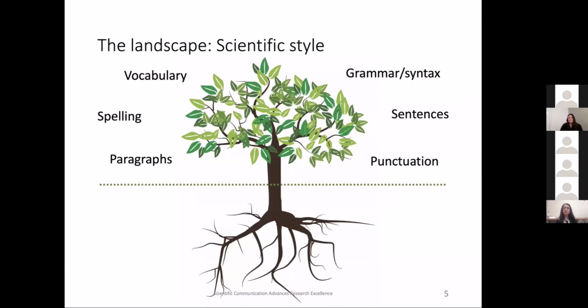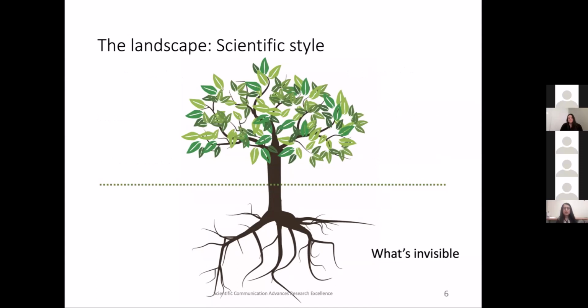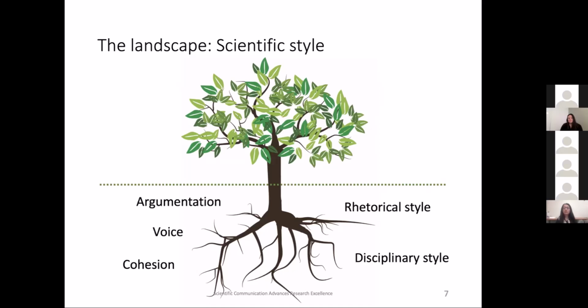There's spelling, the paragraphs, all of which has just been talked about extensively, the grammar, the sentence, and the punctuation. These are things that are easy to see, so the eye gets drawn to it. But what's invisible from the standpoint of crafting the story is more important than what's visible. And what's invisible, that you get practice with over time and get better at with your mentors and co-authors, are the things that are listed here.